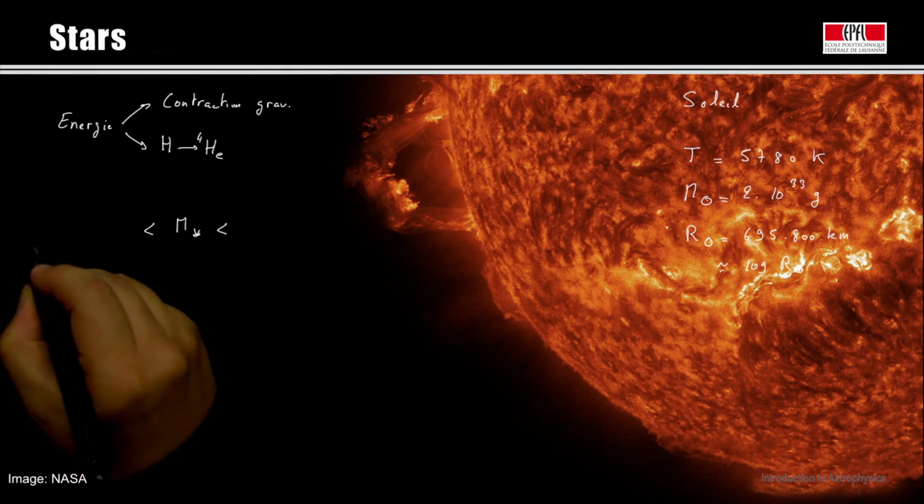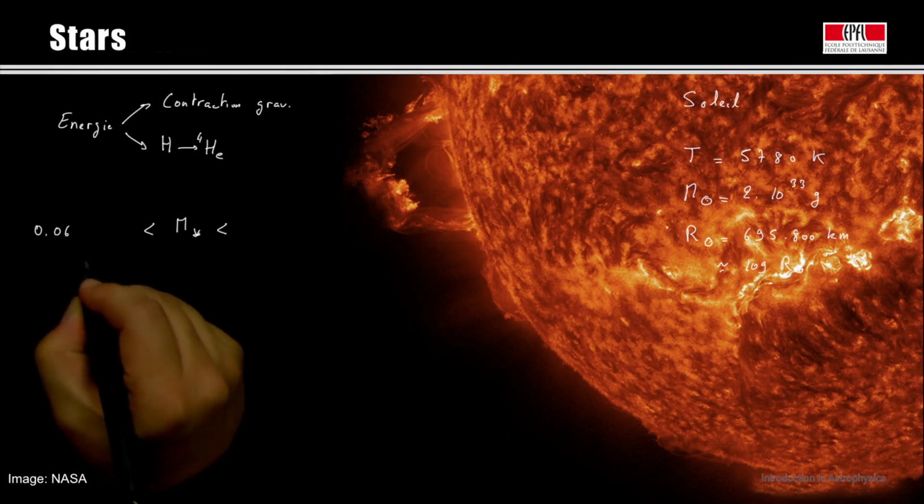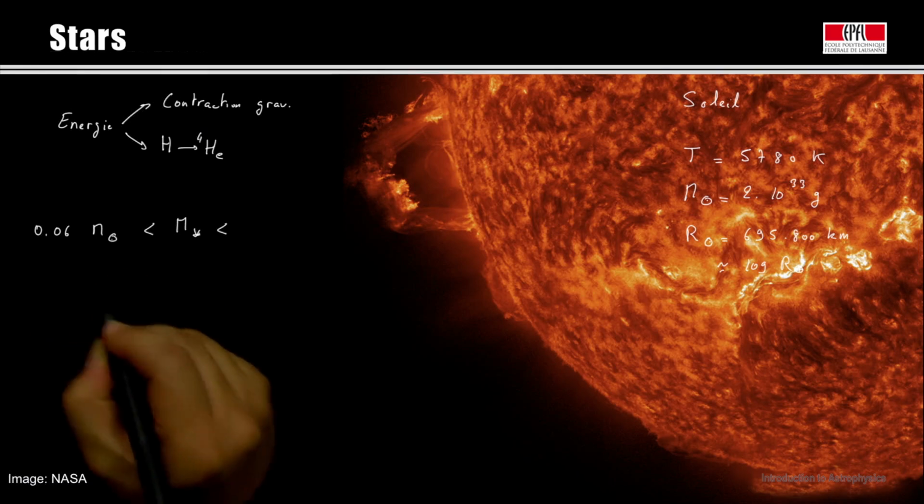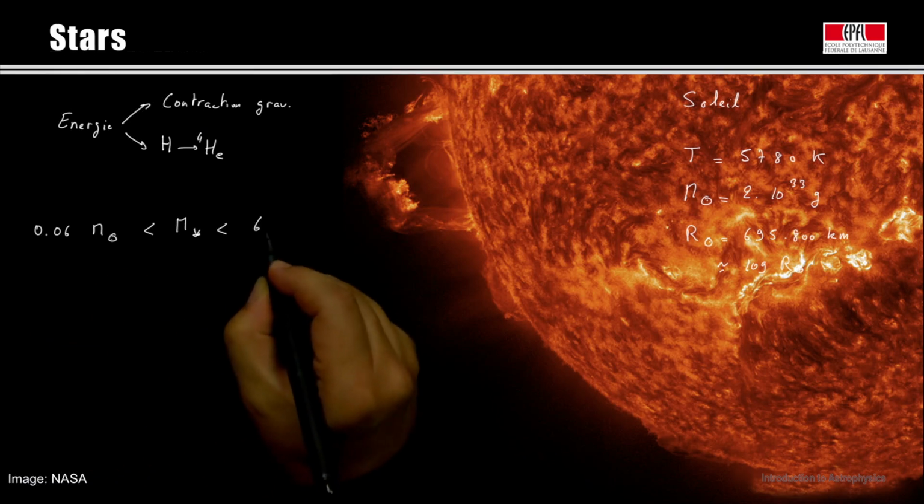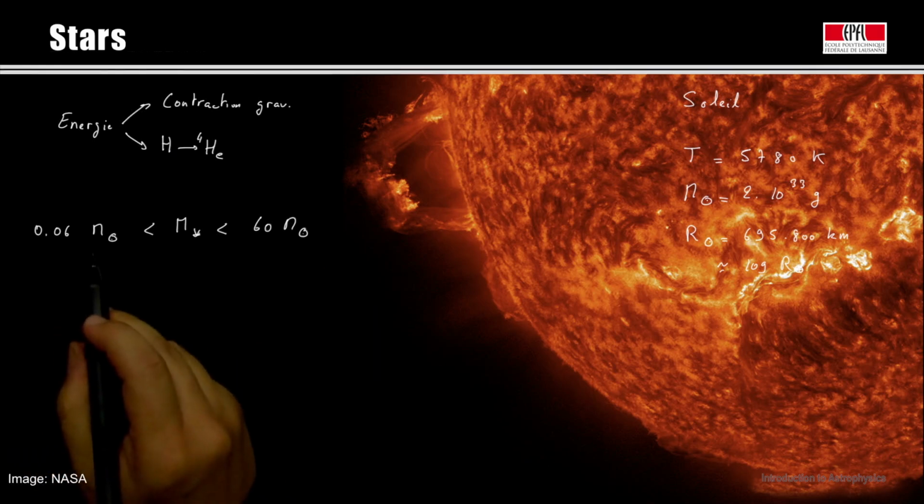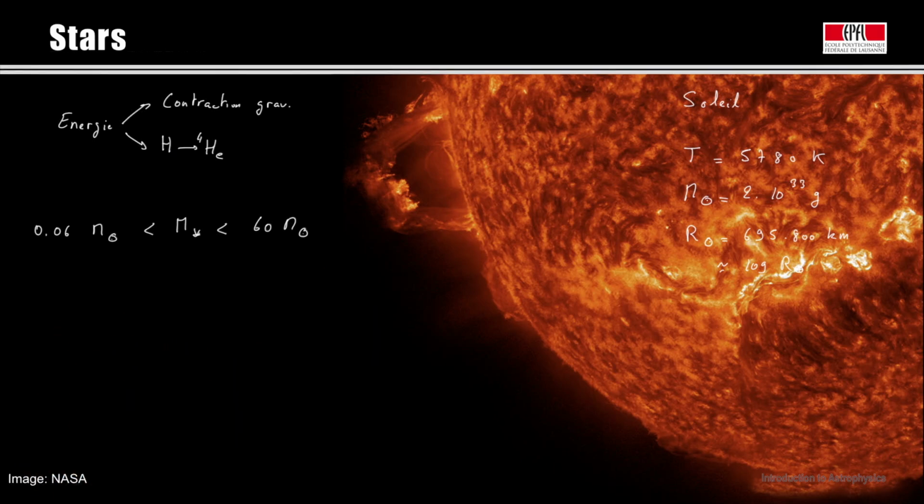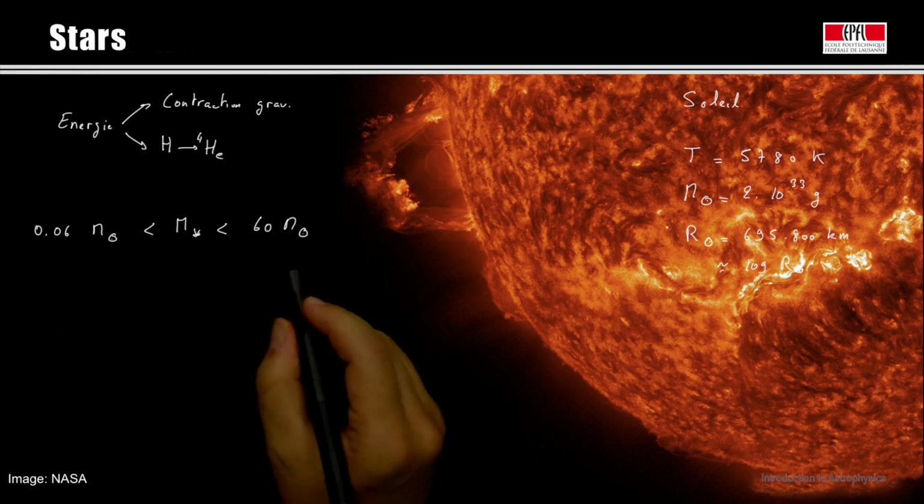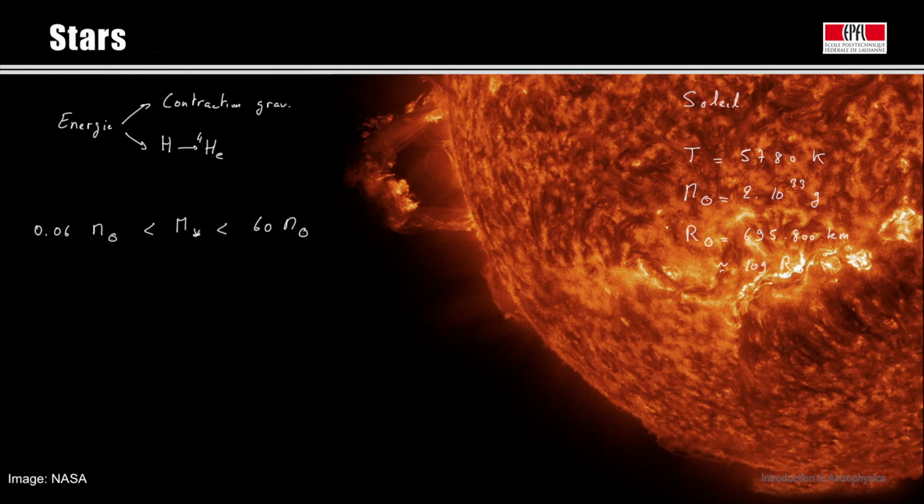Star masses can range from 0.06 times the mass of the Sun up to 60 solar masses. Under 0.06 solar masses, nuclear fusion reactions cannot ignite. Beyond very large masses, such as 60 to 100 solar masses, the star will collapse and thus disappear.